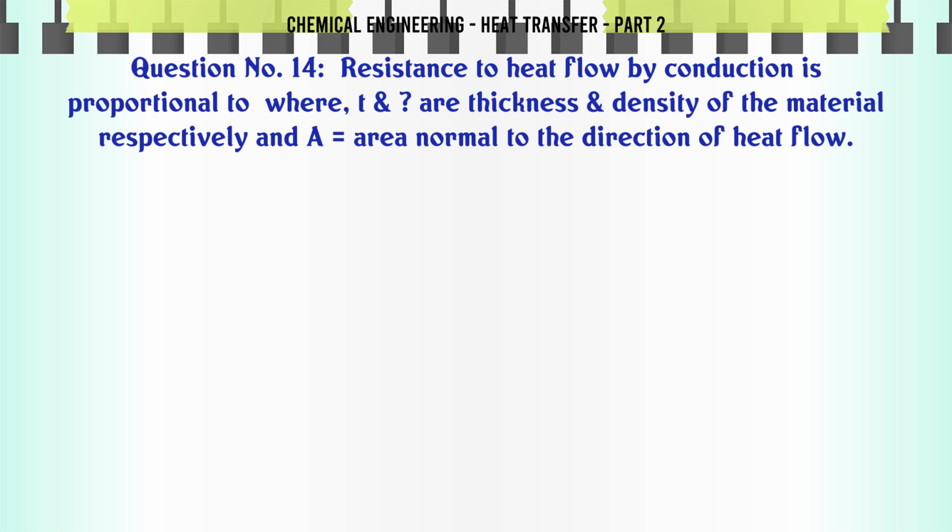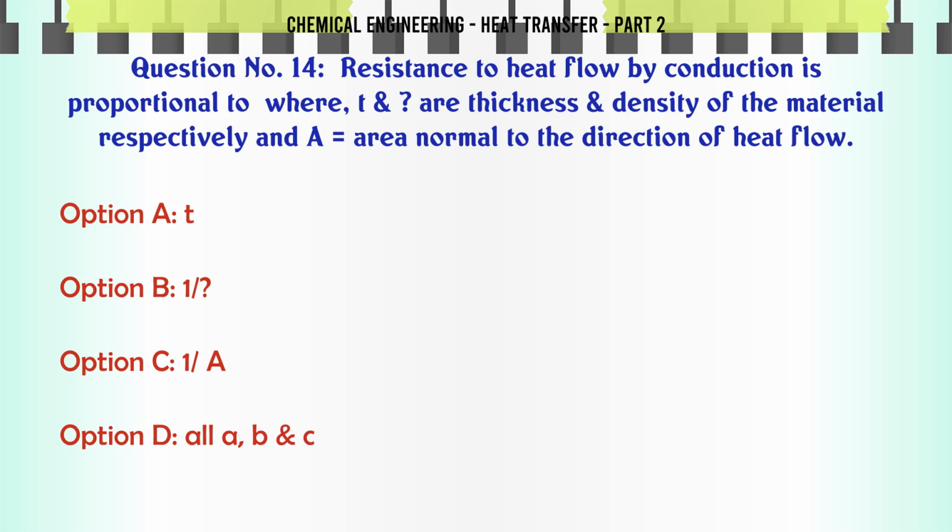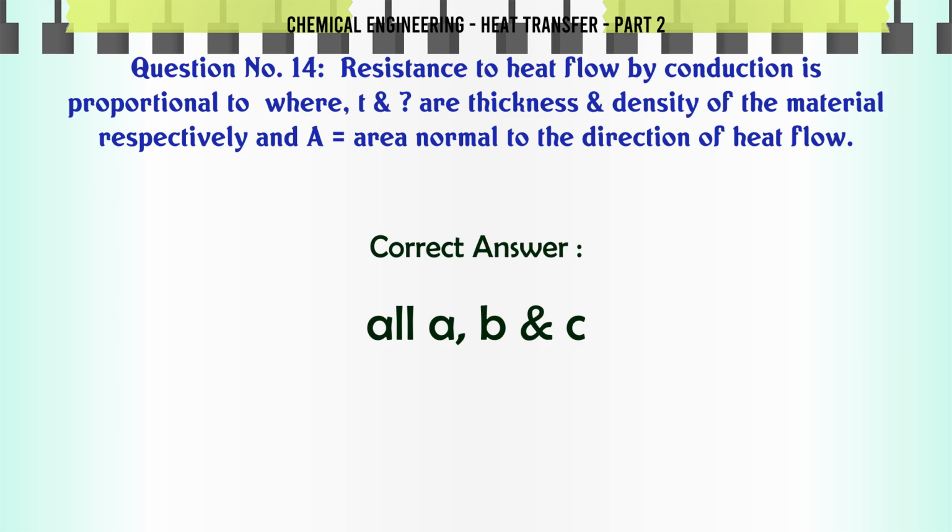Resistance to heat flow by conduction is proportional to, where T, R, and ρ are thickness and density of the material respectively, and A is the area normal to the direction of heat flow. A. ΔT. B. 1/ρ. C. 1/A. D. All A, B, and C. The correct answer is all A, B, and C.